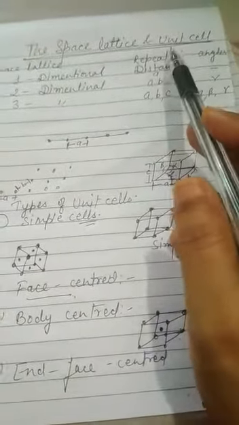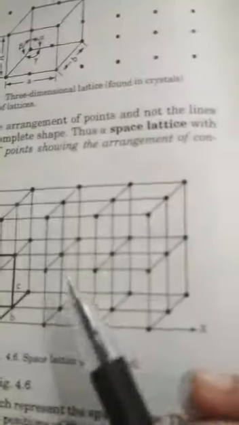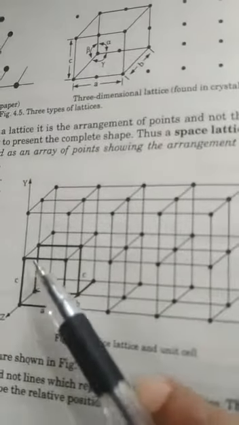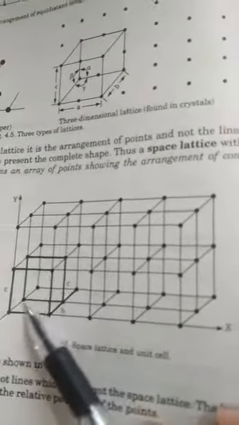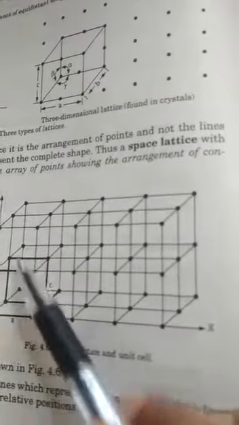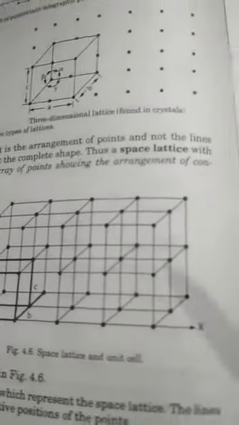Now we discuss unit cell. What is a unit cell? You can see this crystal lattice where this cube is a unit cell. By the repetition of these types of cubes, a lattice is made. So this cube is also known as a unit cell.